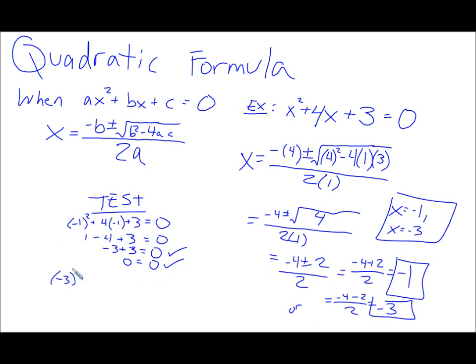So if you take negative 3 and square it, plus 4 times negative 3 plus 3, that should be equal to 0. So we really get the same exact thing. Negative 3 plus 3 is equal to 0. Or in other words, 0 is 0. So yes, that's true. Both of those solutions work.